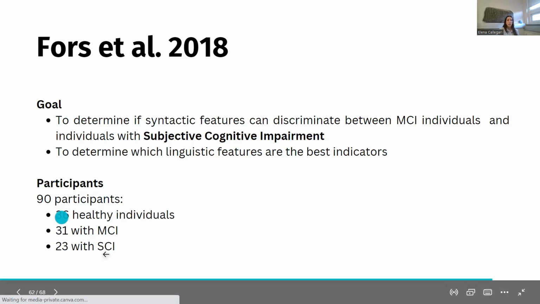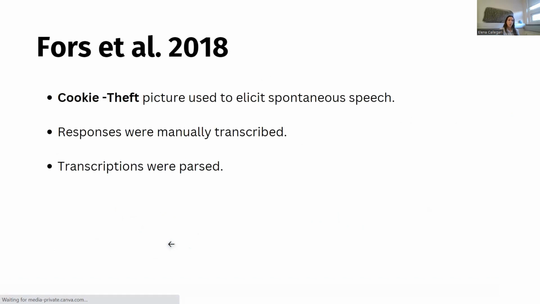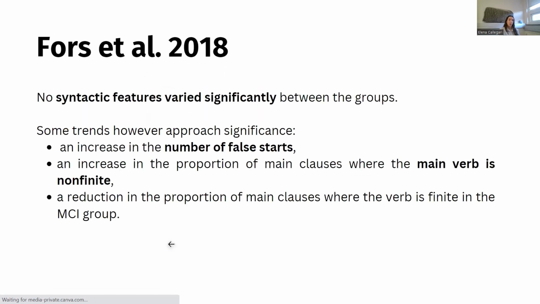So Fraser et al. had 90 participants: 36 healthy individuals, 31 participants with MCI, and 23 participants with SCI. They elicited conversations, so linguistic data, using the cookie theft picture. They transcribed the responses given by individuals, and then they parsed these conversations. The main conclusion is that there was no statistically significant difference for any of the features that they looked at. So they looked at a variety of syntactic features, but none of them could really statistically significantly tell if somebody was a healthy individual or a person with mild cognitive impairment or SCI.